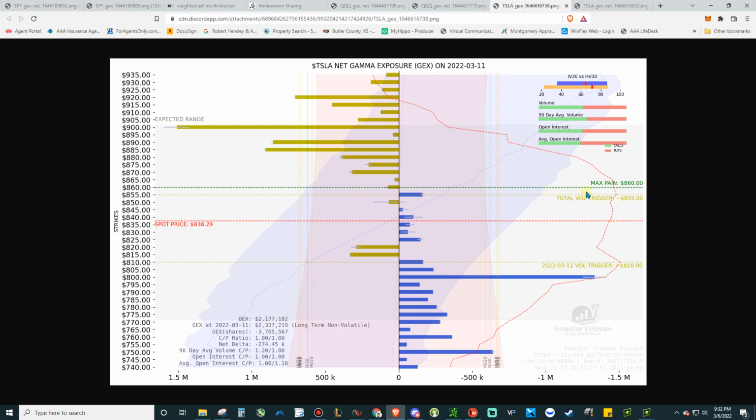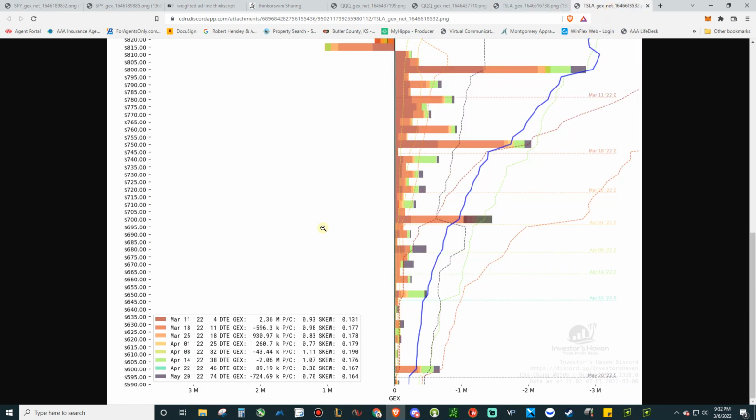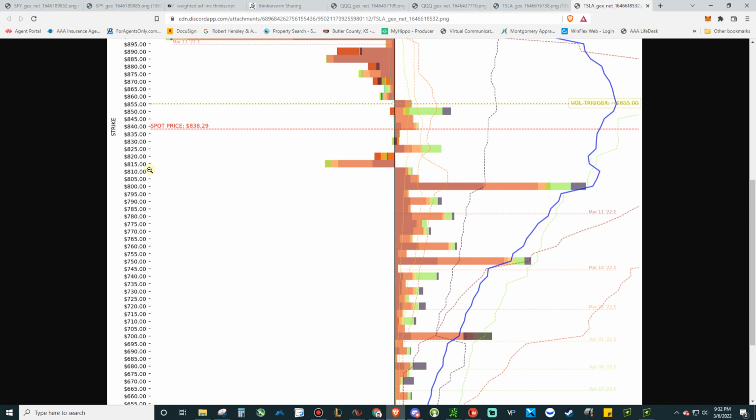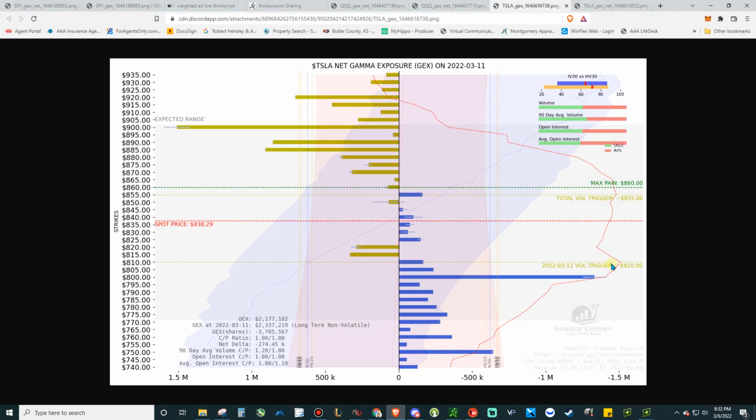Again, we only really want to see this above this volatility trigger. It is above the volatility trigger for Friday, essentially. And we can see where that lines up, at about this level here where they've got that positive gamma. So that makes sense to me.